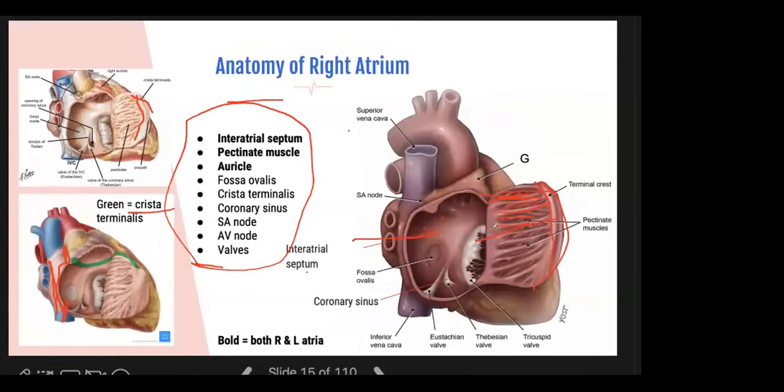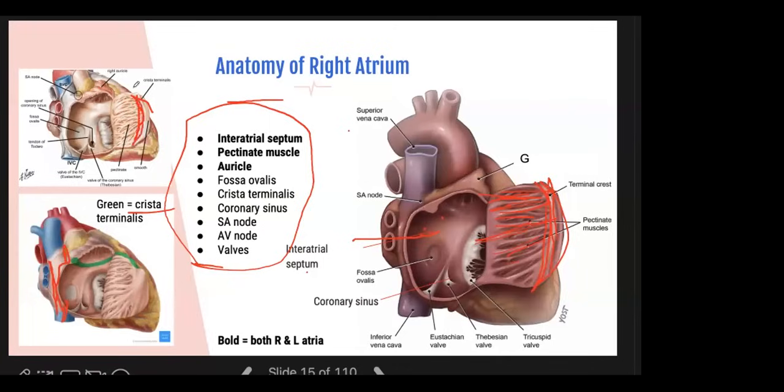And here we can see, if we open up the right atrium, we have what we call pectinate muscles. This is the tough part of the right atrium, and this is very important to allow the right atrium to contract forcefully to give blood to the right ventricle. So this is very important. And then you have what we call the terminal crest, or the crista terminalis. This is attached to the pectinate muscles. You can see also right here, the crista terminalis.